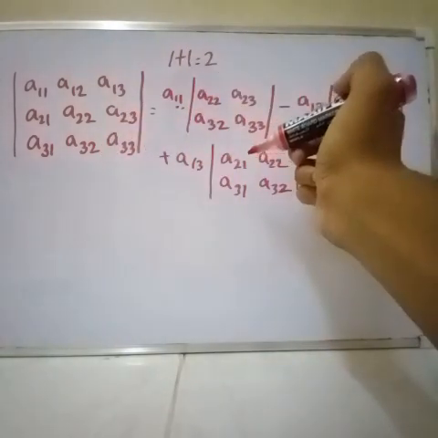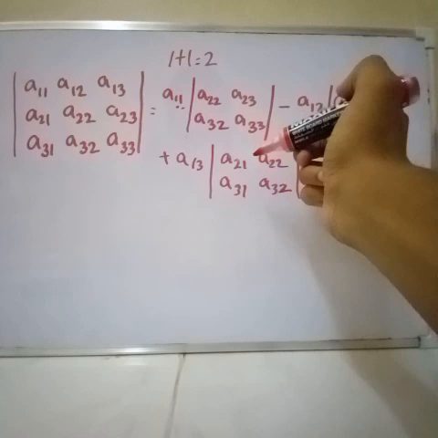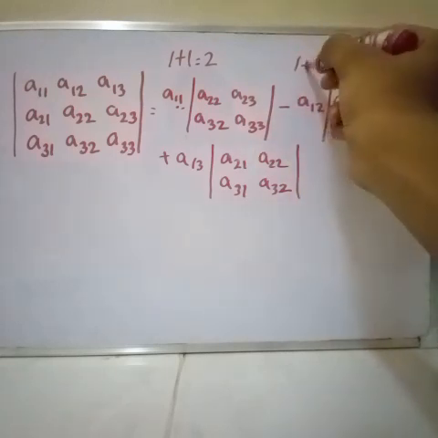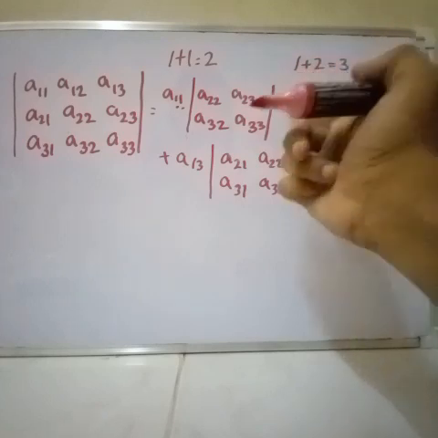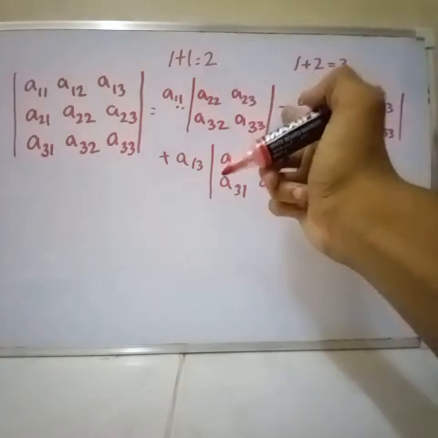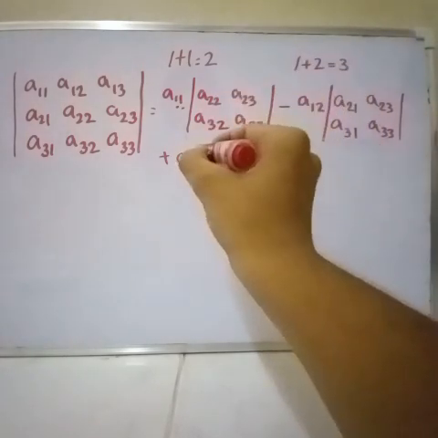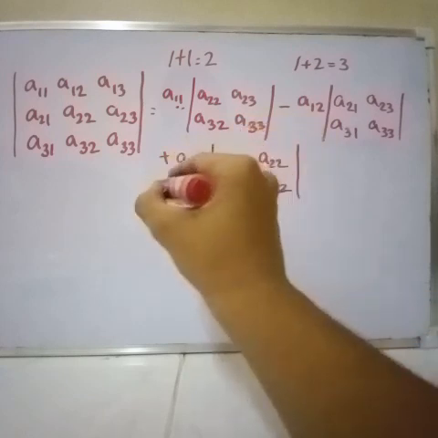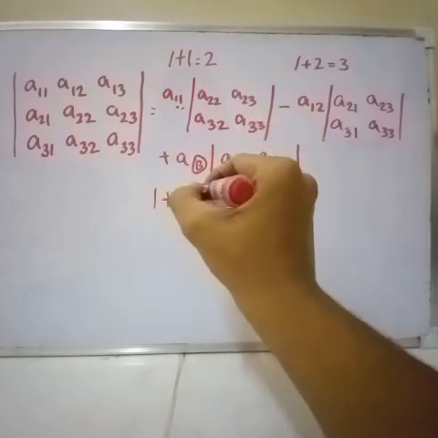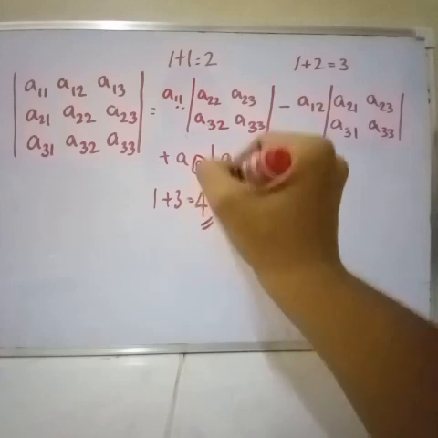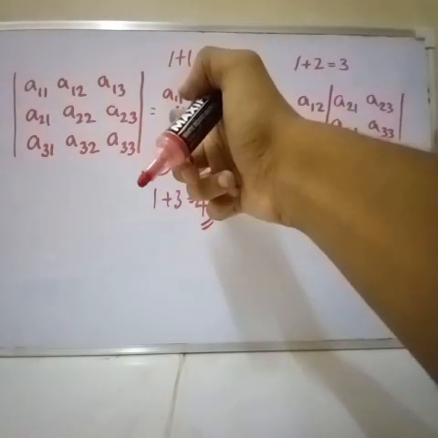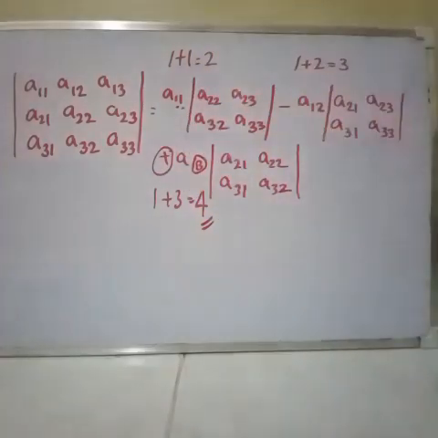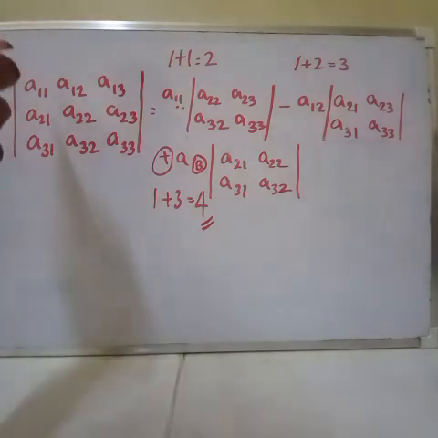But the second element is in the first row and second column. 1 plus 2 is actually 3, an odd number, and because of that it is negative. And here it is 1 3, and 1 plus 3 would be 4, which is an even number, that's why it is positive. So if it is even, it will be positive, and if it is odd, it will be negative. You can do it in different rows and different columns also.